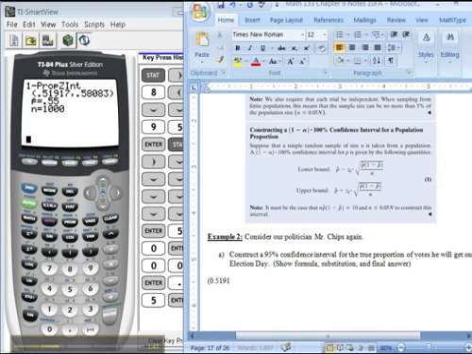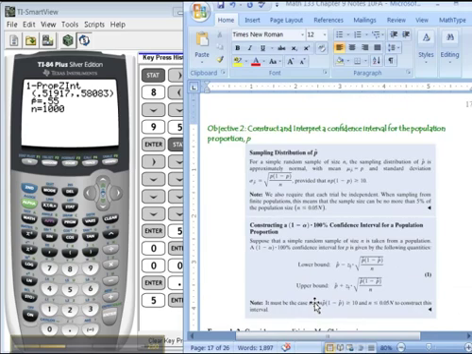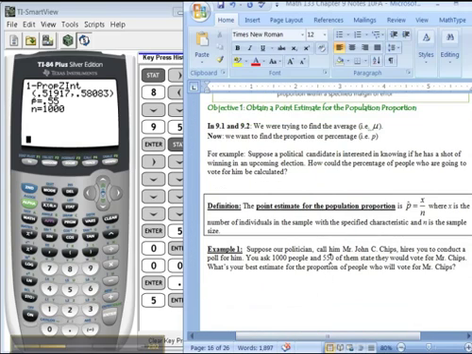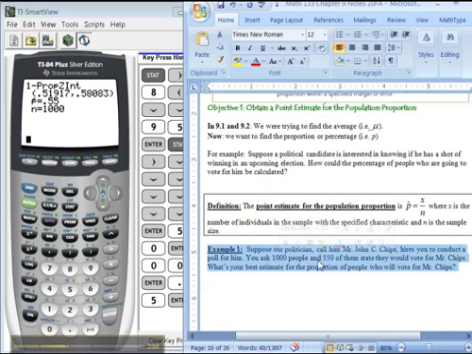Okay, so it's 0.51917, 0.58083. And if you're interested, the point estimate for what proportion we think are going to vote for Mr. Chips is right here. It's P-hat, which is 0.55. Okay, that's the P-hat here. It's basically 550, there it is, divided by 1,000. X divided by N, there's the formula.